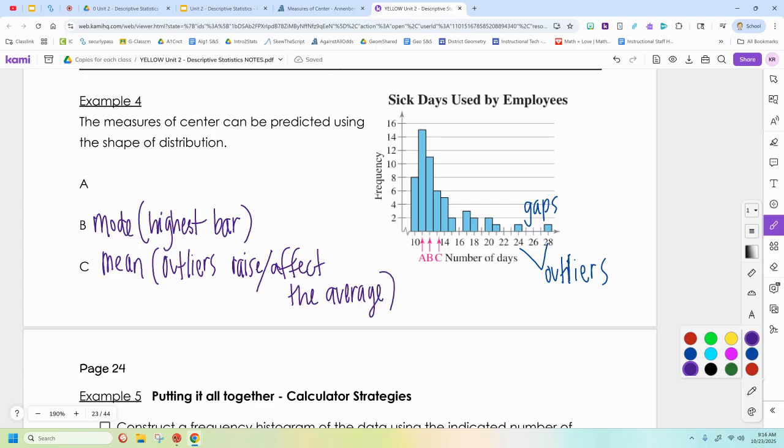And we could technically calculate the median by counting up how many pieces of data there are and finding where that middle piece falls. But A is the only thing that's left. It's less than the mean. So A is going to be our median, the piece of data in the middle.